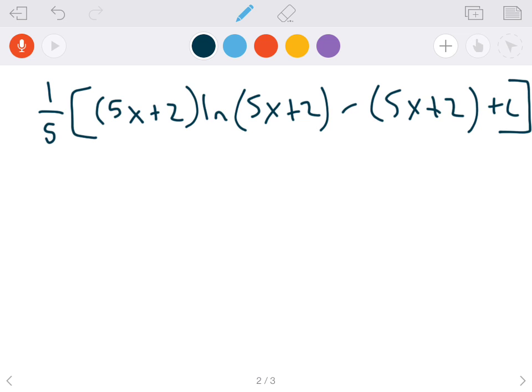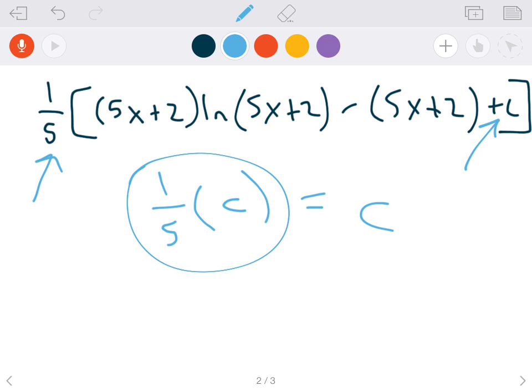The only thing that I would remind you here is if I were to distribute this 1/5, and I ended up with 1/5 times c from right here, 1/5 times any constant is still just any constant, so this would just get rewritten as plain old c. Don't let that confuse you on a multiple choice test.